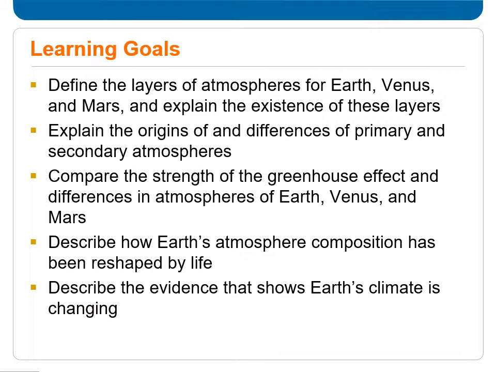The learning goals of this learning module are to be able to define the layers of atmospheres for Earth, Venus, and Mars, and explain the existence of these layers, explain the origins of and differences of primary and secondary atmospheres, compare the strength of the greenhouse effect and differences in atmospheres of Earth, Venus, and Mars, describe how Earth's atmosphere composition has been reshaped by life, and describe the evidence that shows Earth's climate is changing.